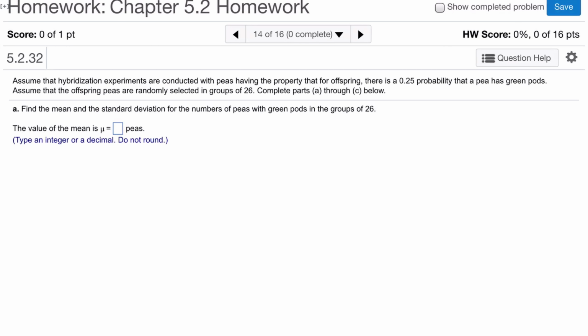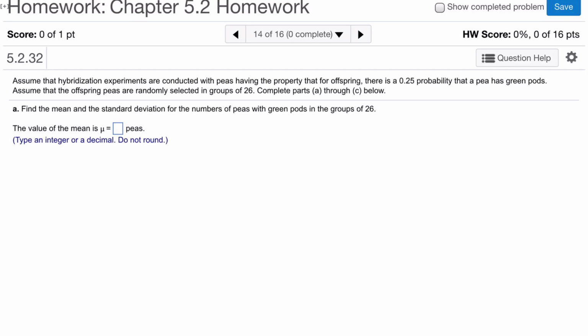Assume that hybridization experiments are conducted with peas having the property that for offspring there is a 0.25 probability that a pea has green pods. Assume that the offspring peas are randomly selected in groups of 26. Complete parts A through C below. Find the mean and the standard deviation for the number of peas with green pods in the groups of 26.